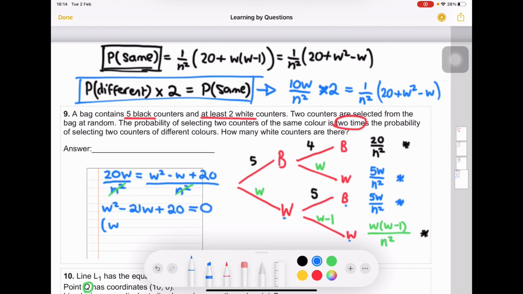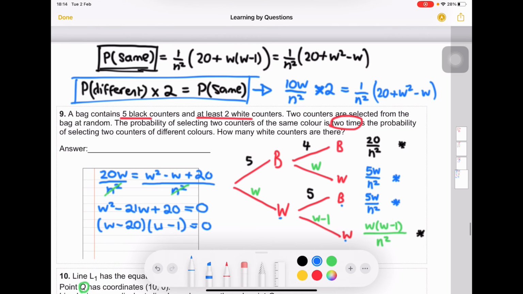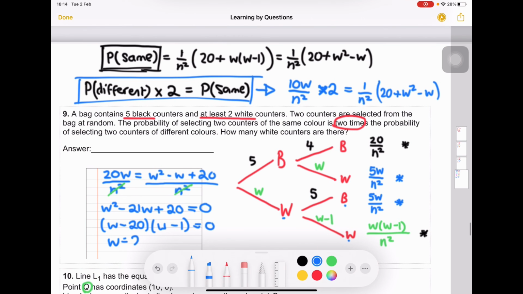Factorizing now, w take away 20, w take away 1 equals 0. So w is 20 or w is 1. Now, I was wondering when we're going to use this information. We know that we have at least 2 white counters, and so w cannot equal 1. w has to be at least 2. So our answer is w equals 20. There are 20 white counters.